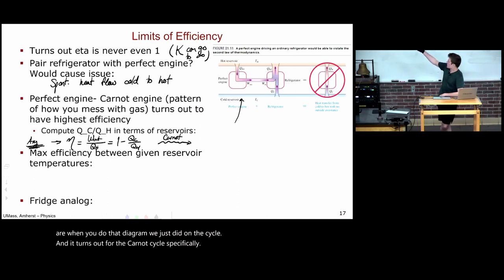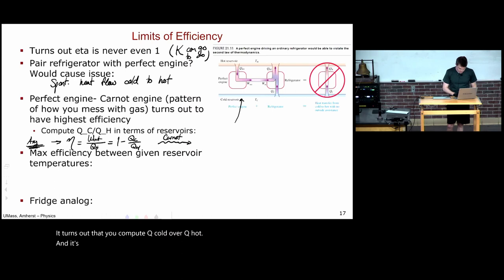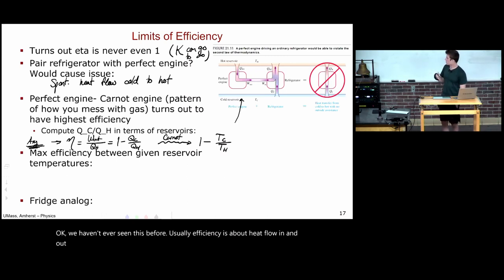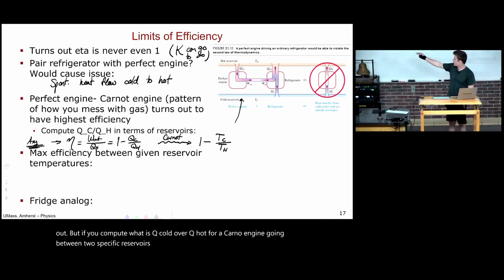it turns out that you compute Q cold over Q hot, and it's actually equal to T cold over T hot. Okay, we haven't ever seen this before. Usually efficiency is about heat flow in and out. But if you compute what is Q cold over Q hot for a Carnot engine going between two specific reservoirs, it turns out that number is actually related to the temperatures of the reservoirs.